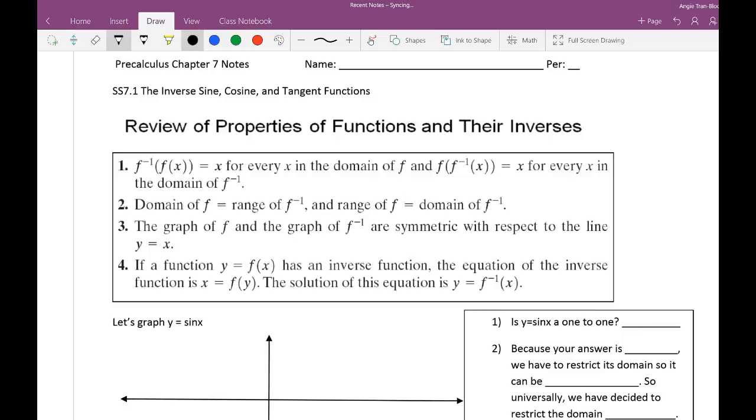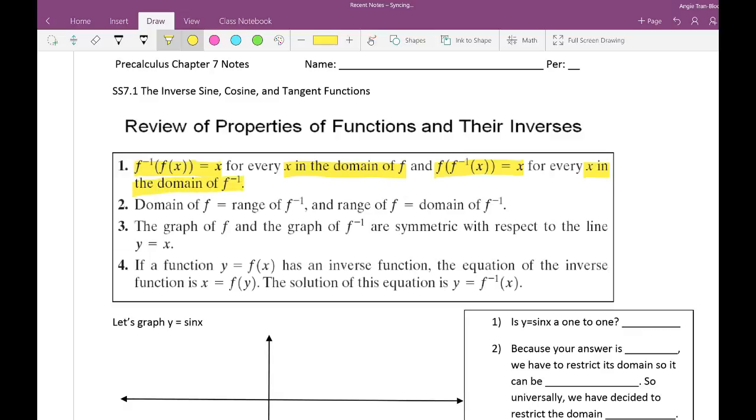So we are starting with 7.1, the inverse sine, cosine, and tangent functions. So we are going to review a little bit. Remember, to have an inverse, f inverse composed with the original function f of x must be x, for every x in the domain of f. And in the reverse order, f composed with f inverse of x must also be x for every x in the domain of the inverse.